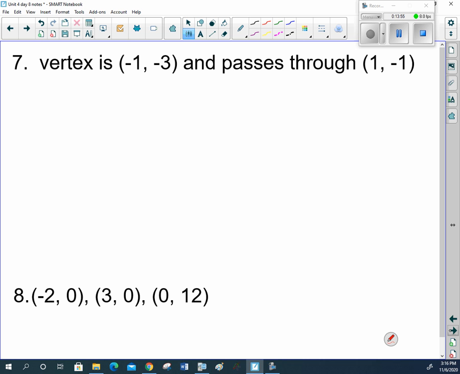Okay, I guess we had one more. I thought that last one was the last one, but on this slide there is one more. So our vertex again is at (-1, -3). So I'll put it right here, (-1, -3). And it passes through the point (1, -1). All right. There we go. I feel like this is kind of a flat graph. I'm thinking that our A is probably going to be a fraction. So let's set it up and see what happens.